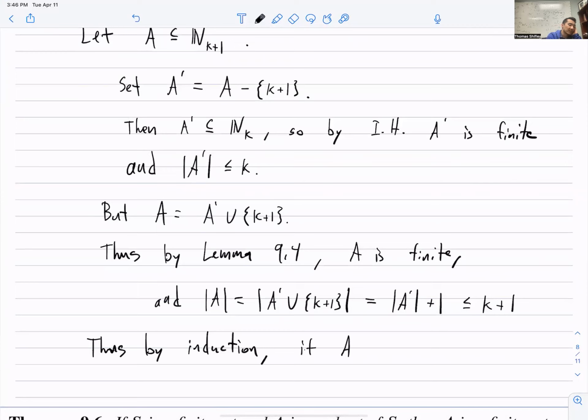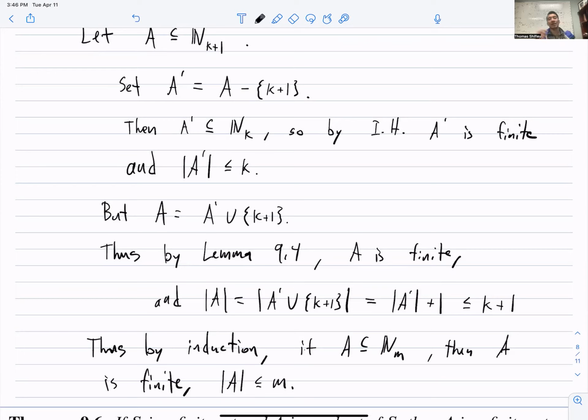if A is a subset of N sub M, then A is finite and the size of A has to be less than or equal to M, which is, again, really straightforward, right? But we're just making sure to use the definition so we have rigorous grounding on why this is true.